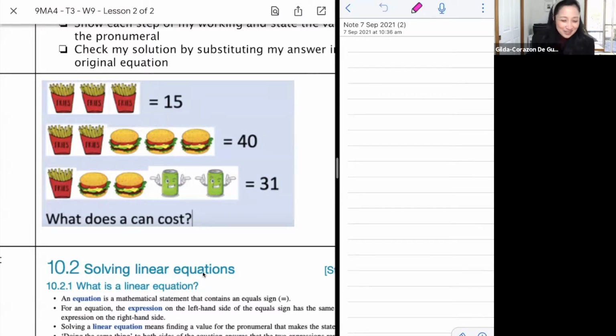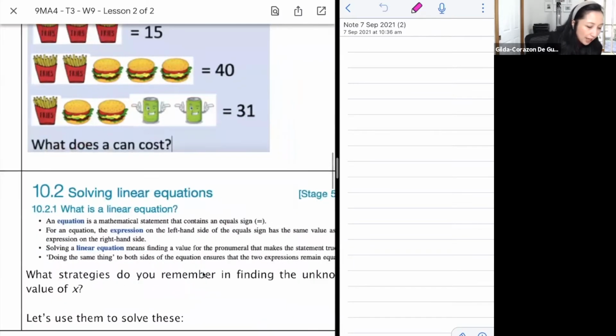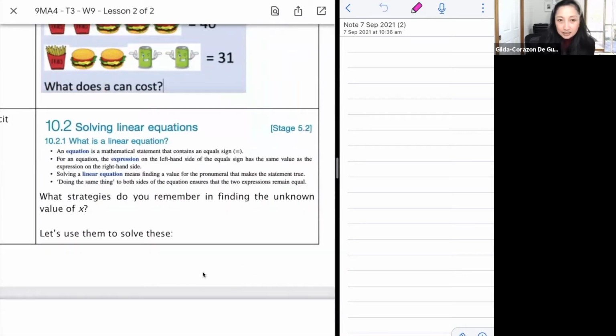So that's what we will be doing. We will be looking for unknowns. We would be looking for the value of that letter, which we call pronumerals. Again, those pronumerals would stand for a numeral, and that's our objective. What we want to know is to find the value of x. So in year 7 and 8, this might not be new to us.